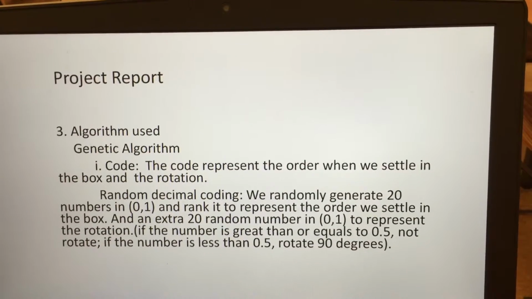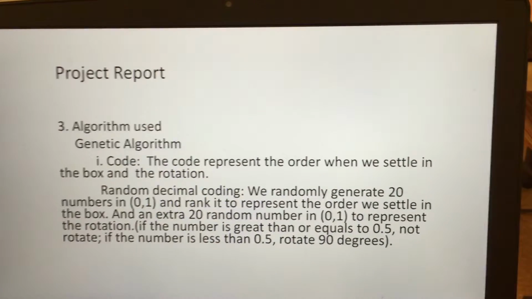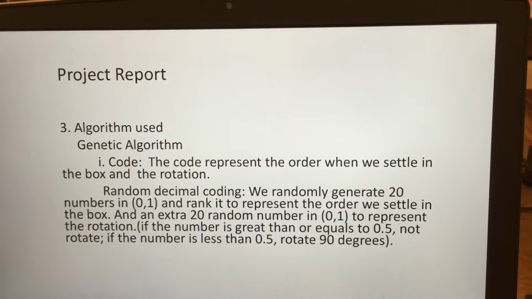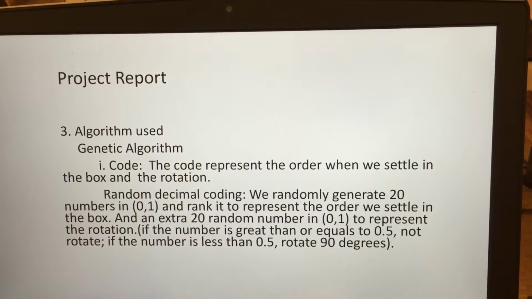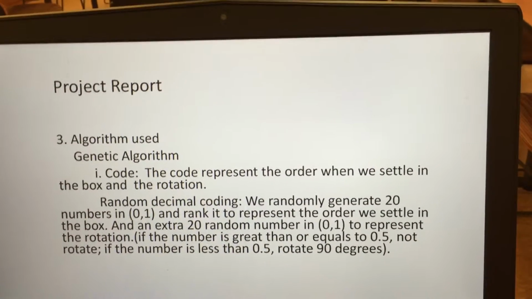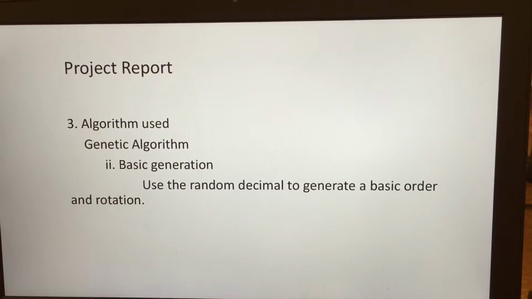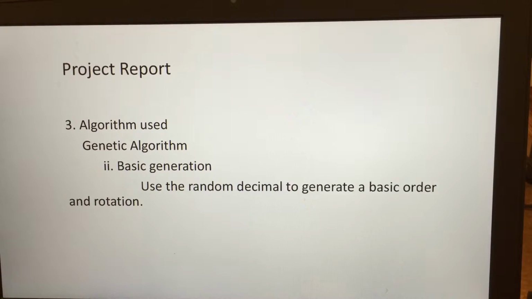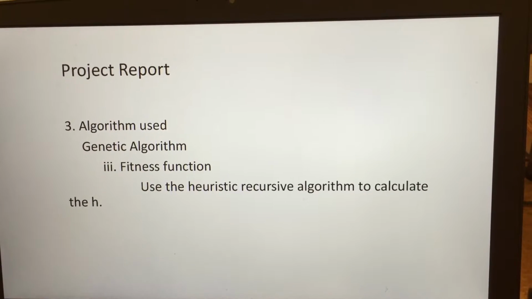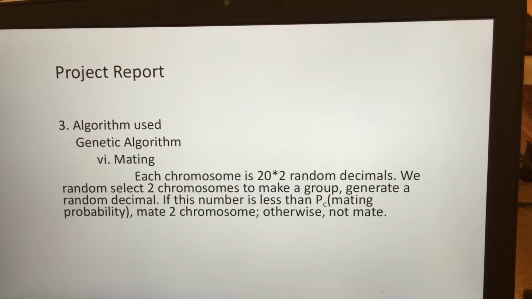And there are 6 parts in my genetic algorithm. First, the code. I generate a 20 by 2 matrix to represent the order in which I set in the boxes and the rotation. For the basic generation, I use random decimals to generate a basic order and rotation. My fitting function uses the heuristic recursive algorithm to calculate H.